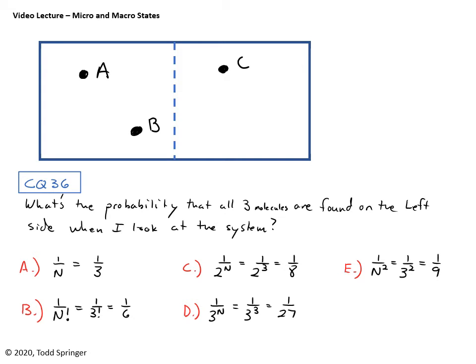Before I work out an example, I'd like to give you a chance to think about it. So what's the probability that all 3 molecules are found on the left side when I look at the system? So here's a bunch of choices here. So why don't you spend some time, go ahead and pause the video, see if you can choose one of these options for which you think the answer will be. And then we'll work out a different example, and then once I've done that, I'll come back to this. So give yourself a minute or 2 to think about this one, which of these might be the right answer for the probability that all 3 are found on the left side if you look at the system.